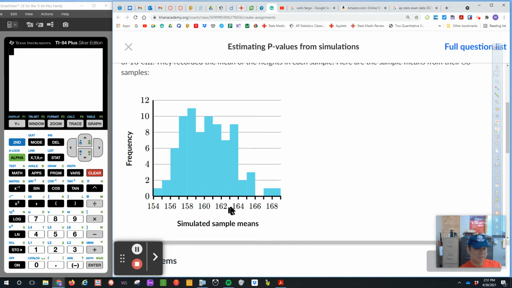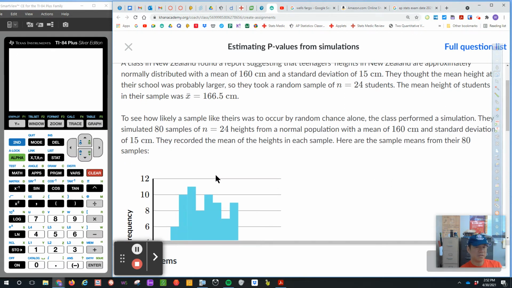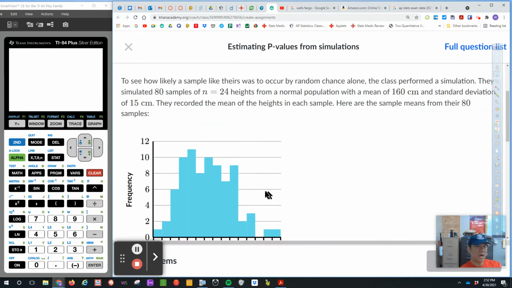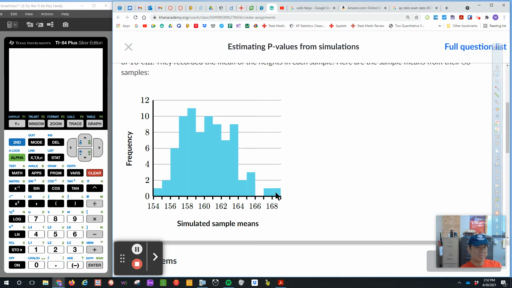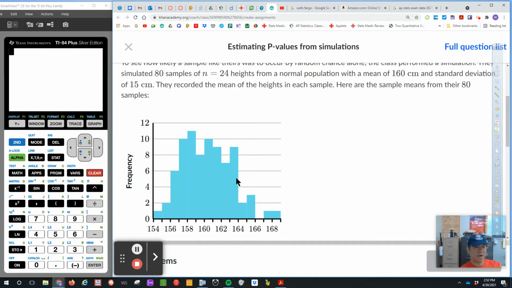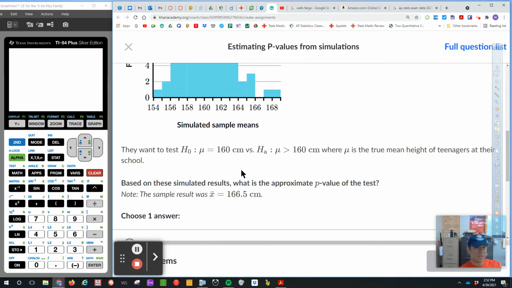If you look at this data, where is 166.5? This is a unit of 1. So 154, 155, 156, 157, 158, 166, and well, this is 167. So where is 166.5? 166.5 is right about here, if you put it onto the simulation plot. And so how many of it is greater than 166.5? There are two. Two out of 80. So by random chance, only two out of the 80 samples collected had mean greater than 166.5. That is your p-value, so to speak, right?